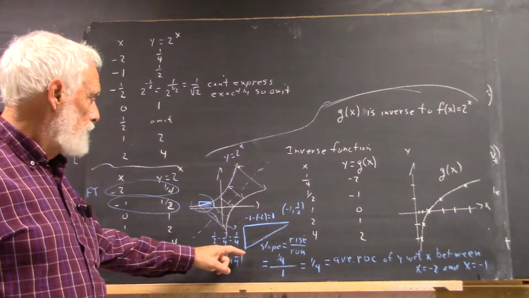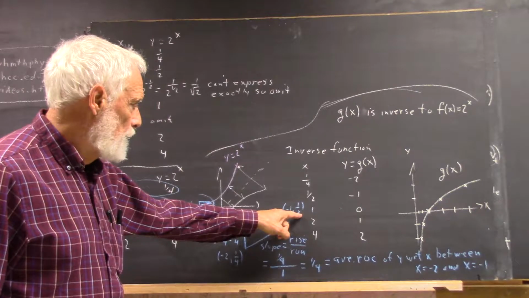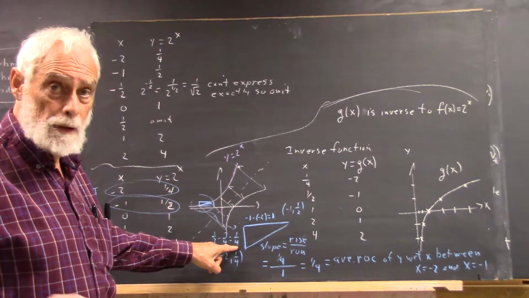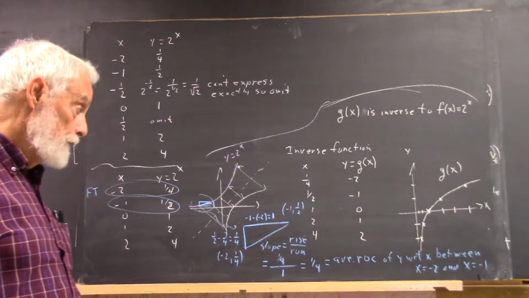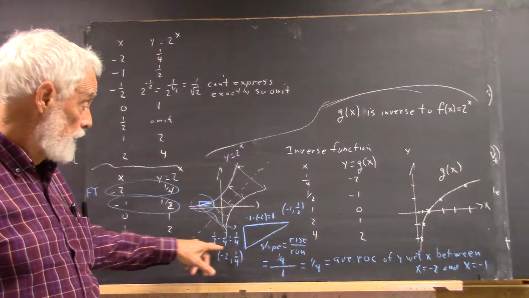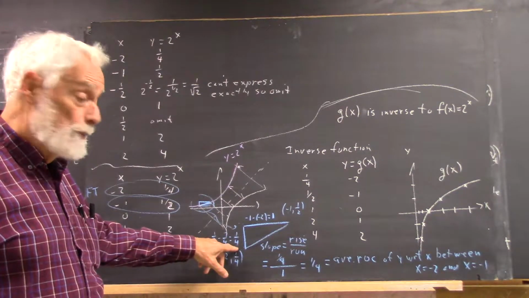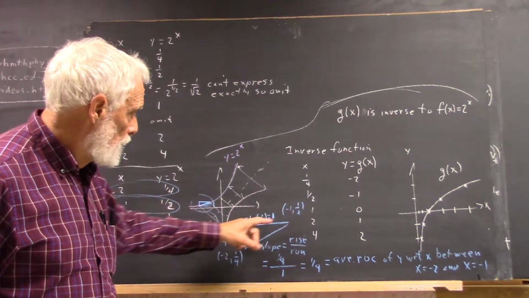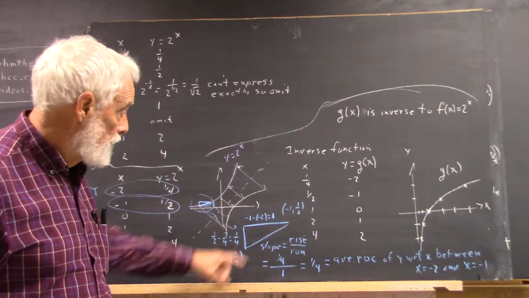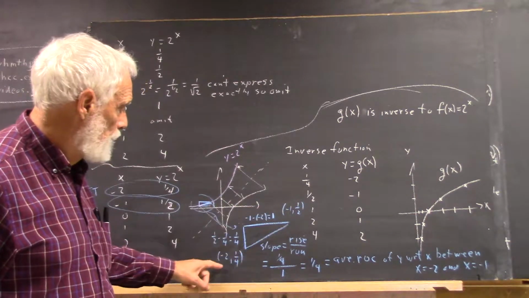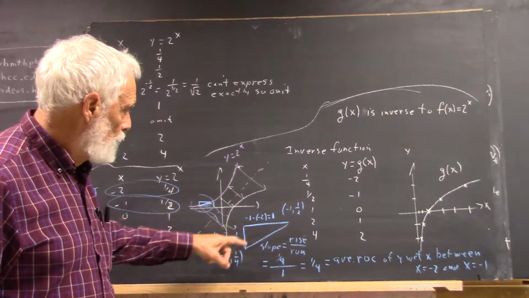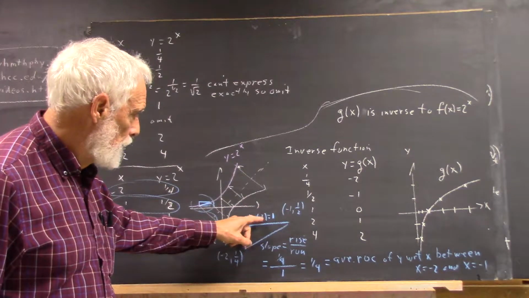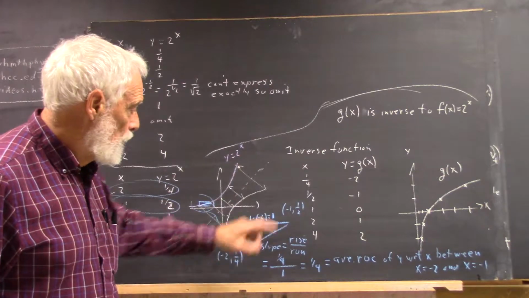The rise is going to be the y-coordinate of the latter minus the y-coordinate of the former, and make sure you understand why that is. We talked about it quite extensively. But you do 1/2 minus 1/4, and that is 1/4. And the run, you do the later minus the earlier x-coordinate, the one you're going to minus the one you're at. -1, the one you're going to, minus the -2 where you are to start with, and you get 1.